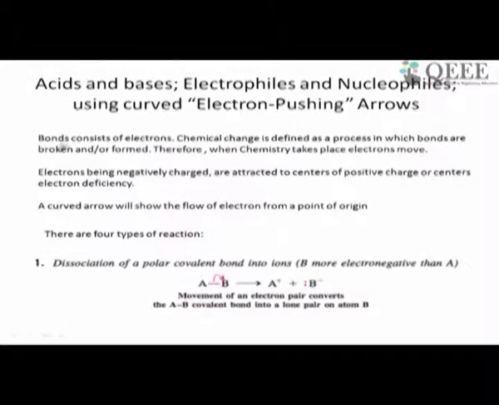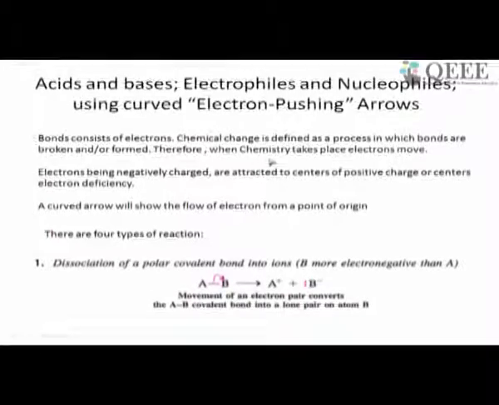For representing a reaction, we generally use electron pushing arrows, because bonds consist of electrons. Generally, electrons are what is responsible for the formation of a bond. Chemical change is defined as a process in which bonds are broken or formed. Therefore, when chemistry takes place, electrons move. So that's where the chemistry is happening. Movement of electrons is what is chemistry.